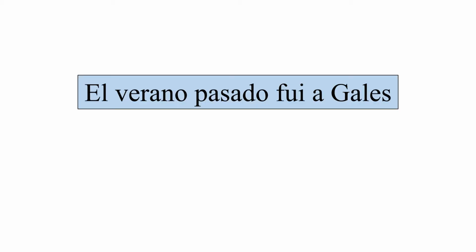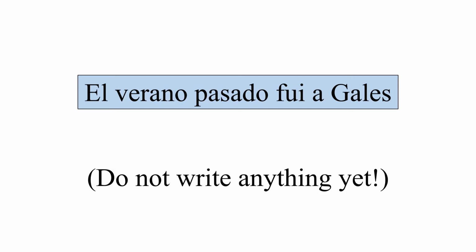10, 9, 8, 7, 6, 5, 4, 3, 2 y 1. Okay, no writing. 8, 7, 6, 5, 4, 3, 2 y 1. Vamos, pause the video and write down the sentence. Very well done. Let's see how you got on.